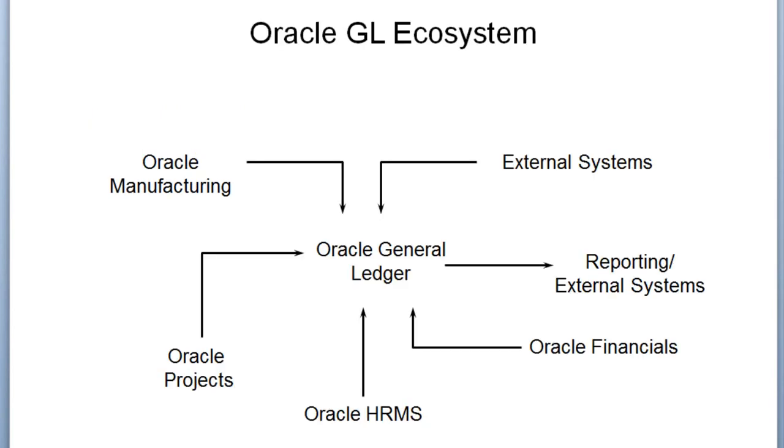Now in ecosystem, what you can see is how the Oracle GL module is connected with the other Oracle modules as well as external systems. So you can see here that all the Oracle modules like Oracle manufacturing, projects, HRMS, financials, as well as some external systems like payroll can be integrated into the Oracle GL module, and GL can finally produce the financial reports, or it can send the same information to some other business analytics or reporting systems. So this is how the ecosystem works in terms of the Oracle GL module.